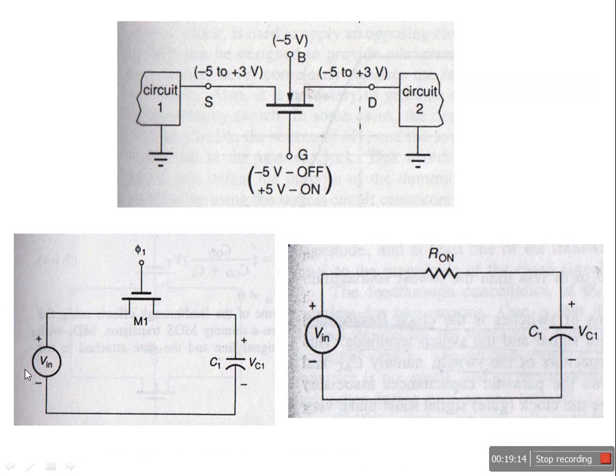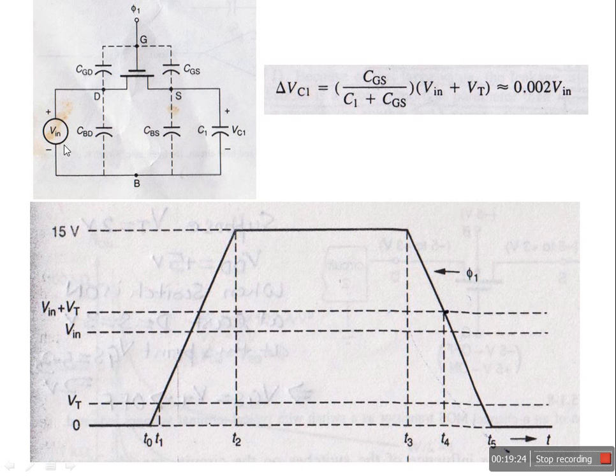Just we have taken this arrangement, we have added the capacitances associated with the MOSFET device to this circuit, and this is redrawn here. You can see gate, drain, source, 3 terminals are there. Capacitances are between drain and gate, source and gate, source and bulk, gate and drain and bulk. These are the capacitances. And here this is the phi 1 clock.